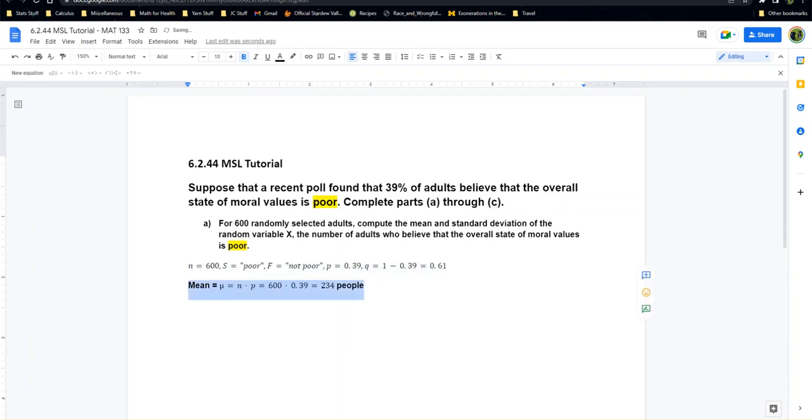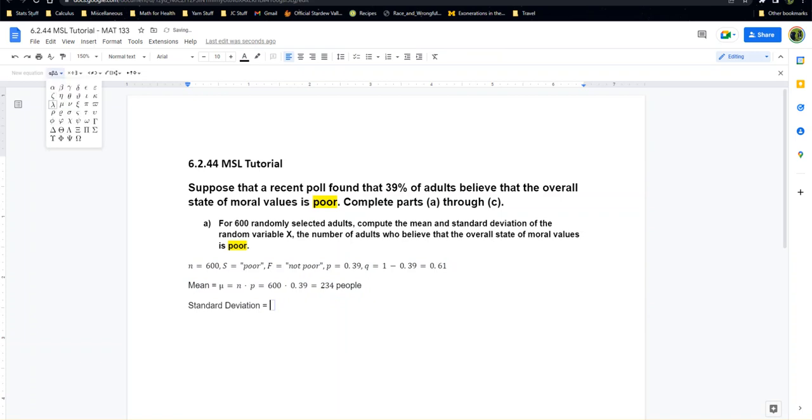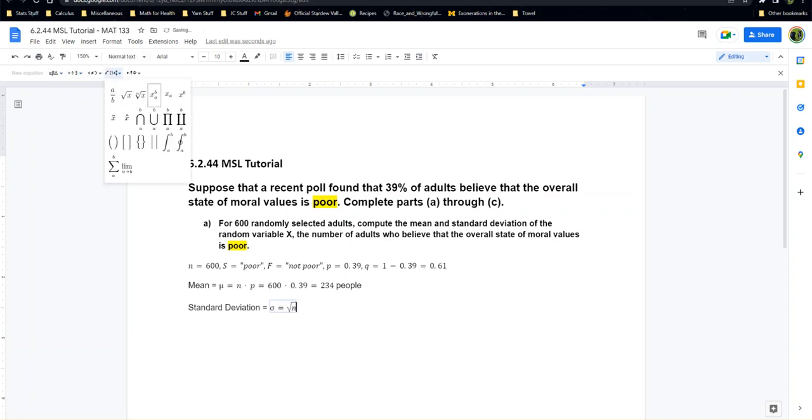All right, so then what about the standard deviation? Well, again, we have a formula for that as well, and a symbol. So it's sigma, which is the square root of npq. And again, we just say npq when we write it, but that's implying n times p times q. Right, and they're all under that square root.